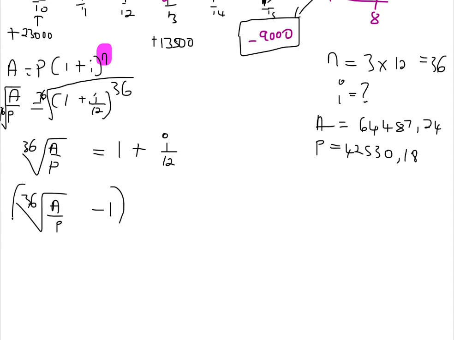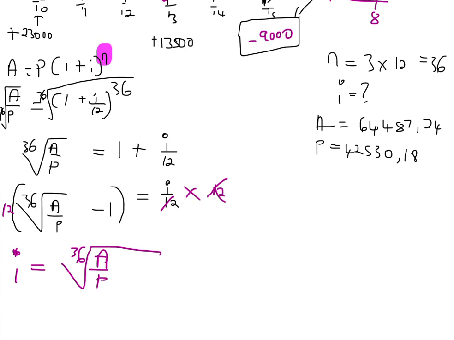Because this 1 is now gone, it's equal to i over 12. Then multiply both sides by 12 to get rid of this 12 so that i is left alone. So this will be 12 multiplied by the whole thing, and this 12 will cancel this 12, and the remaining is i. So at the end we see that i is equal to the 36th root of A over P, minus 1, take note of the negative is outside the root, don't include it inside the root, and then everything is multiplied by 12.